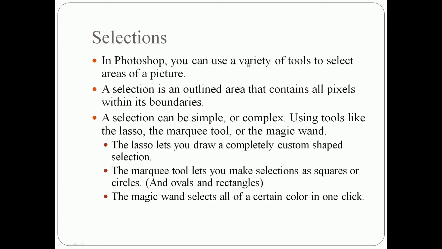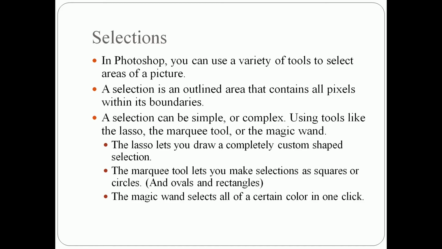In Photoshop, you can use a variety of tools to select areas of a picture. A selection is an outlined area that contains all pixels within its boundary. A selection can be simple or it can be complex. Using tools like the lasso, the marquee tool, or the magic wand tool creates different complexity of selections.